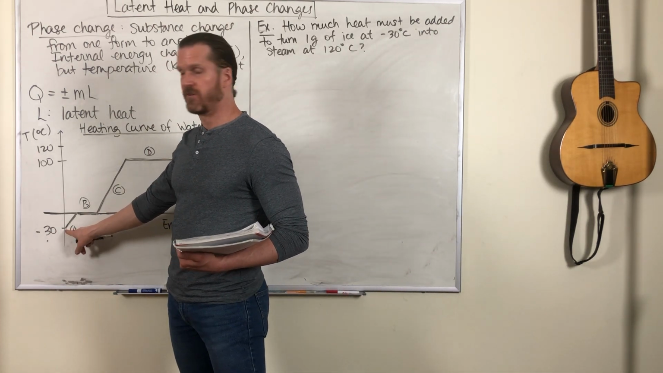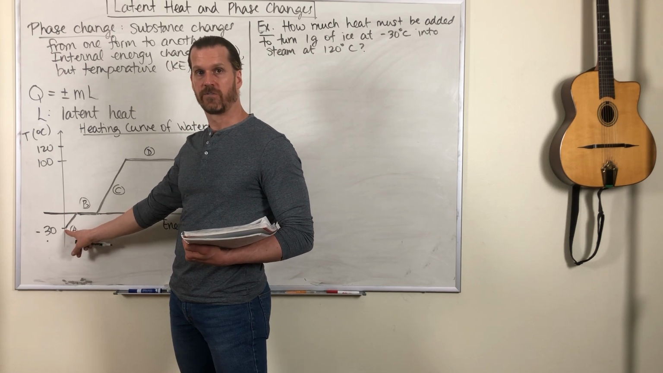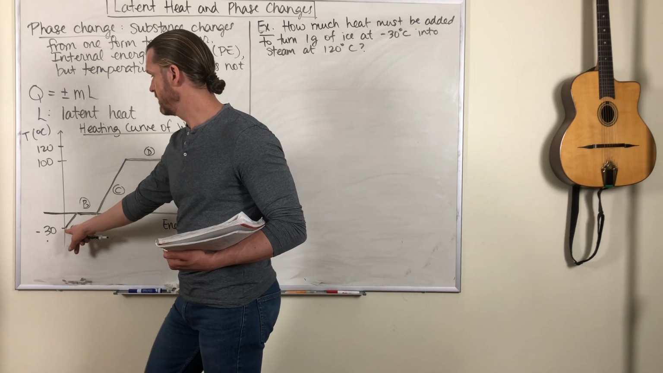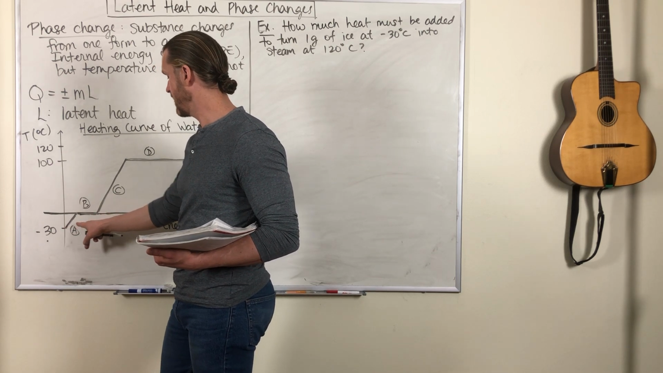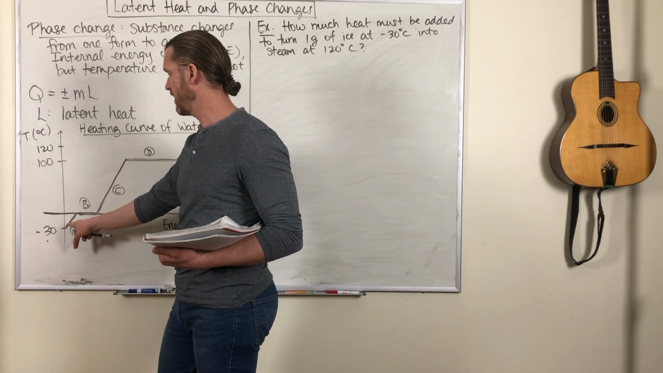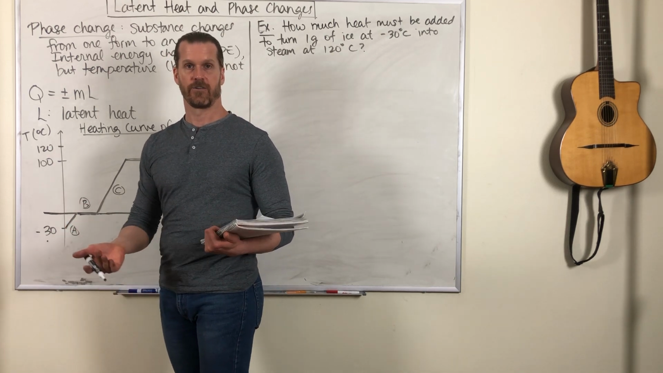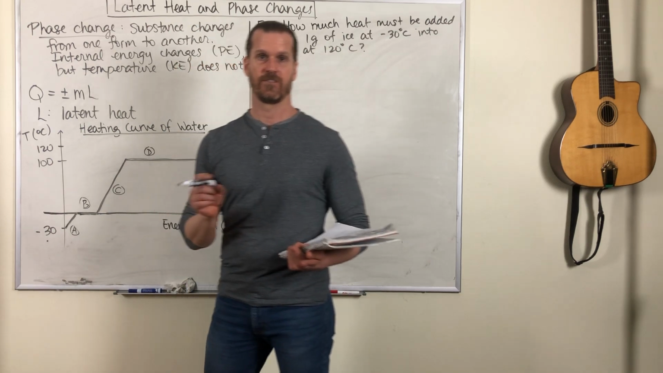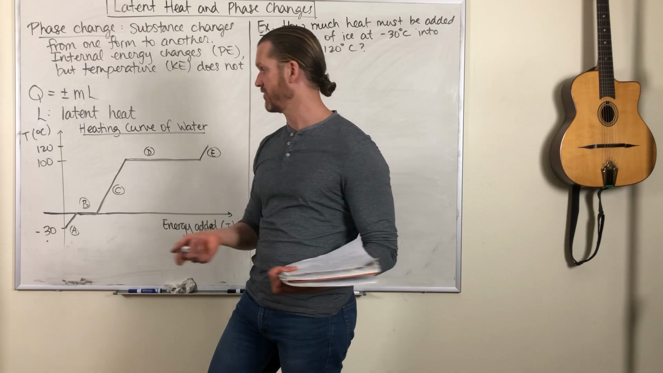So we start here at minus 30 degrees, where the water is ice. And during the first part of this process, as you add heat energy, the temperature of the water increases. It gets hotter until it reaches 0 degrees, which is the temperature at which the melting phase change occurs.